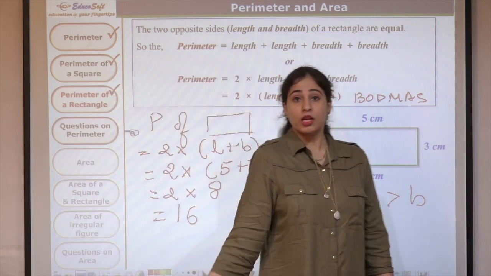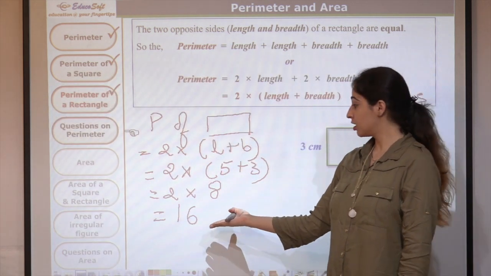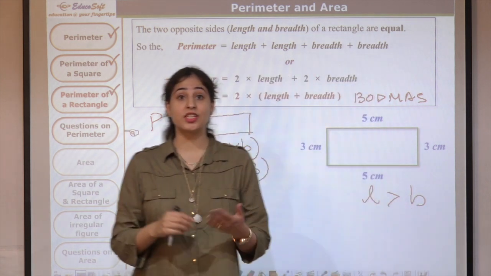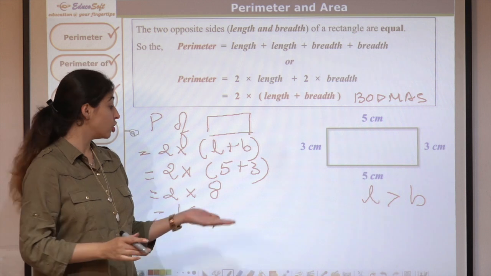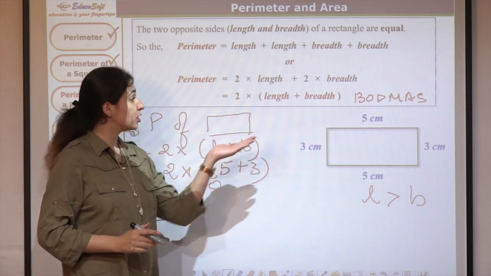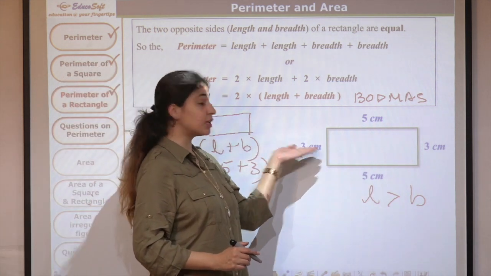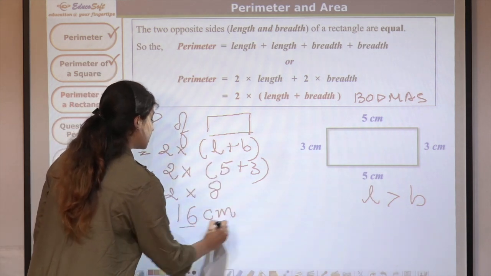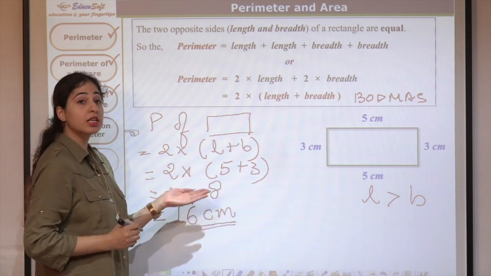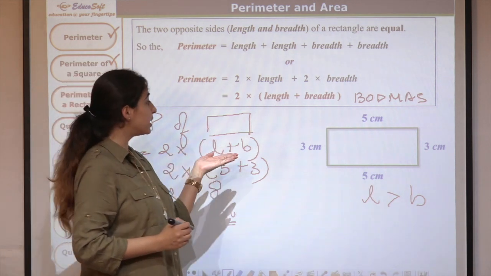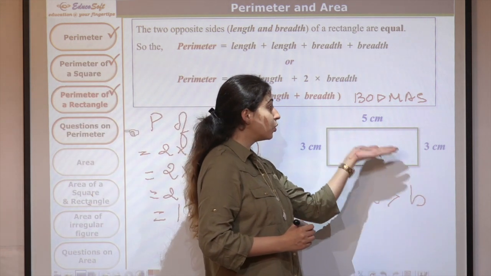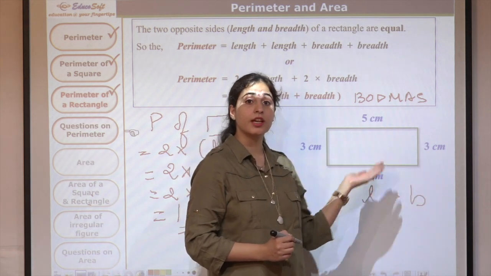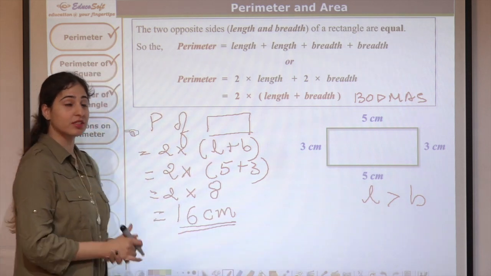So, is this the final answer? I think we are forgetting something. Yes, the units are very important. Units carry marks. So, we have centimeters here. 16 centimeters is the complete answer. The perimeter of this rectangle with length 5 centimeters and breadth 3 centimeters is 16 centimeters.